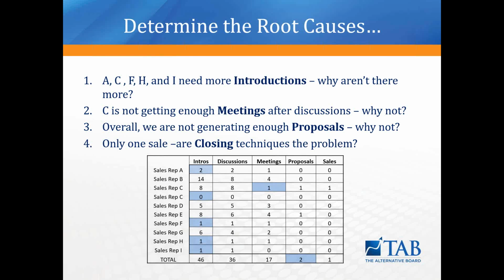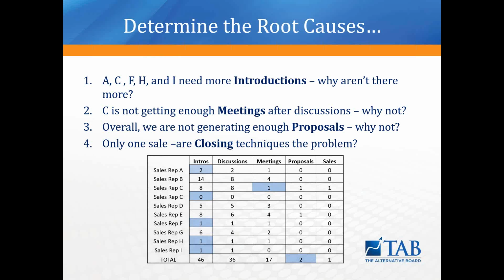Sales reps A, C, F, H, and I all need some help with introductions. They're not getting enough introductions. They either had 1 or 2 or none in that reporting period. Why not? Sales rep C is having some meetings or discussions, but is not getting meetings as a result of those discussions. Something's happening preventing them from getting meetings with people.